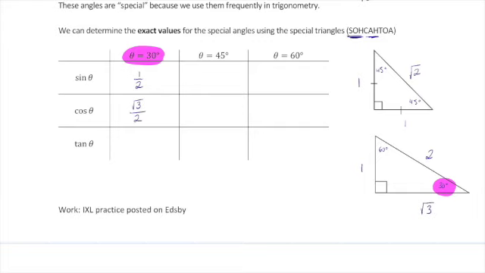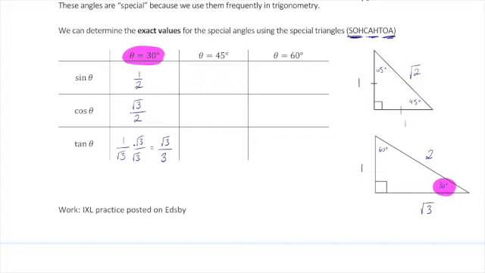So now I have that the exact value is going to be root 3 over 2. Tan of theta, we have opposite over adjacent, so my opposite side is 1, my adjacent side is root 3, and often we do not like to have radicals in the denominator. It's not proper form, so we're going to rationalize this by multiplying by root 3 over root 3. So 1 times root 3 gives me root 3, and root 3 times root 3 is equal to 3.